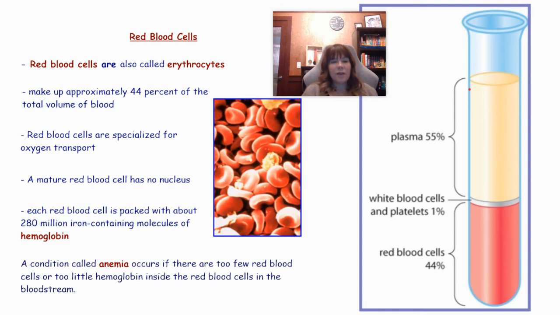Your red blood cells have 280 million iron-containing molecules known as hemoglobin. Hemoglobin is the answer today to all the questions.